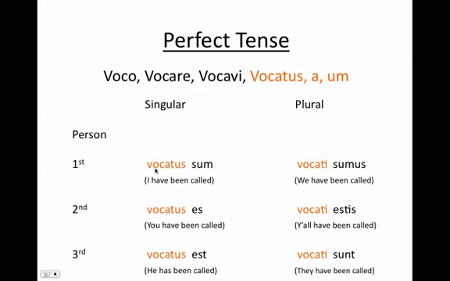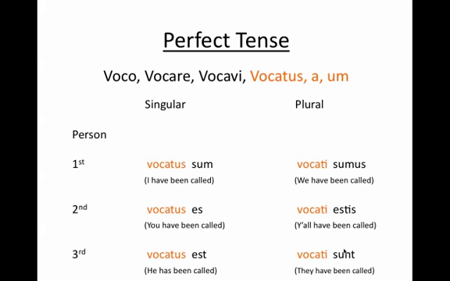So, wokatus sum is I have been called, wokatus es is you have been called, and wokatus est is he has been called. Then going to the plural, wokati sumus, we have been called, wokati estis, y'all have been called, and wokati sunt, they have been called. Remember, we're using this for masculine subjects.